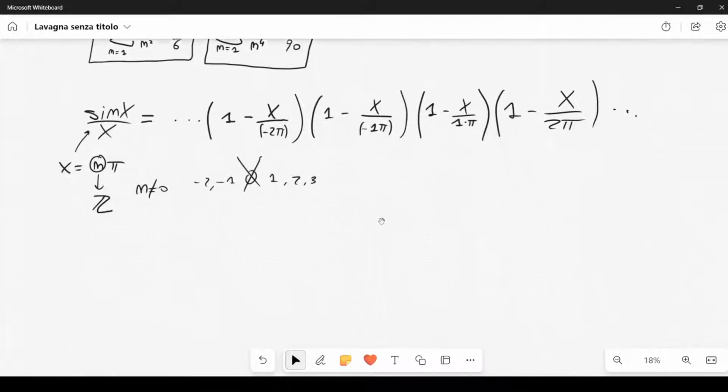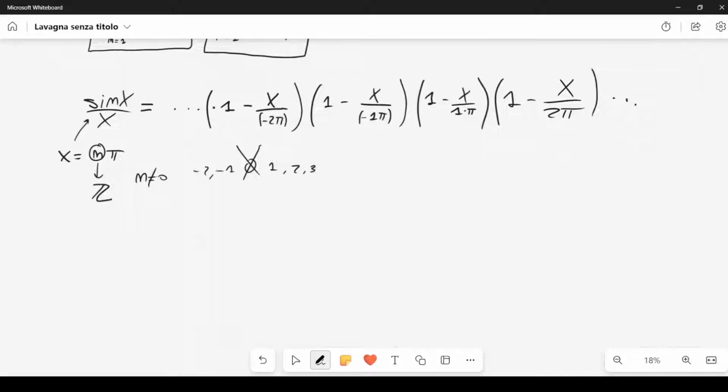Now, there is another way to write this as a series, because if you multiply all these products, you understand easily that you will get a series of terms that depend on x squared. You also have the initial term, which is just 1, and so on.